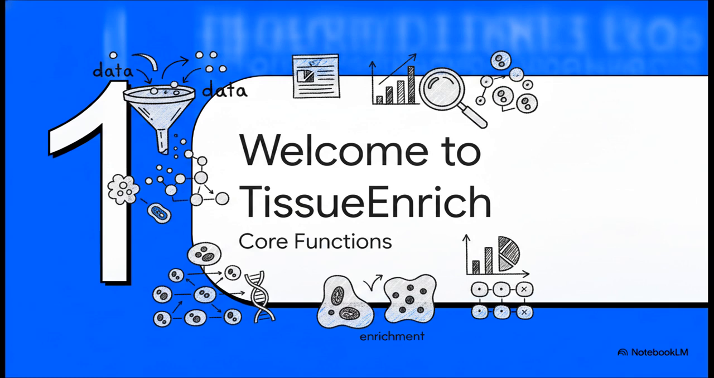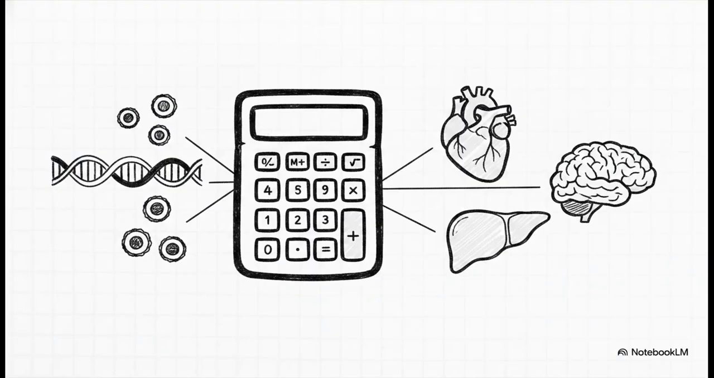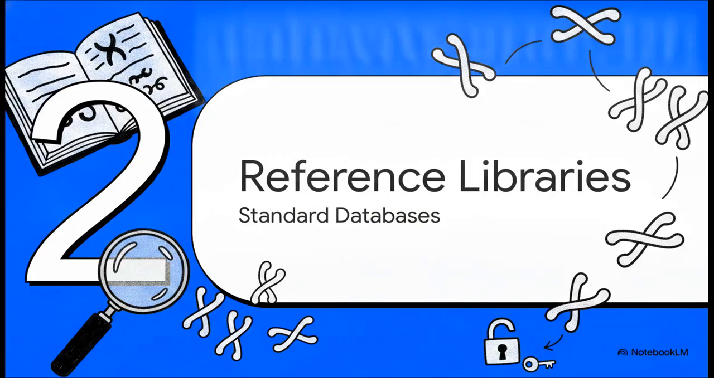All right, Section 1. Welcome to TissueEnrich. So at its core, TissueEnrich basically acts as a highly specialized calculator. Its primary job is to calculate the enrichment of tissue-specific genes within a set of input genes that you provide. Imagine you've just run a massive RNA-seq experiment, right? And you've isolated a set of highly expressed genes. You bring that list of input genes to TissueEnrich, and it goes to work figuring out which specific tissues those genes are heavily associated with. Honestly, it's kind of like a biological dating app where your input genes are just looking for their perfect tissue match.